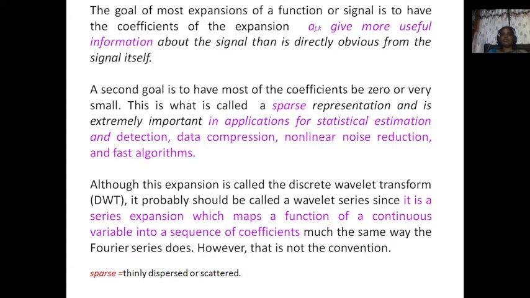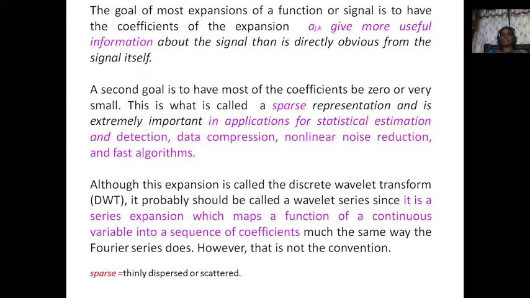A second goal is to have most of the coefficients be 0 or very small. That means with a smaller number of coefficients we should be in a position to represent the original signal. This is called a sparse representation and is extremely important in applications. Examples: statistical estimation and data compression, detection, nonlinear noise reduction and fast algorithms.